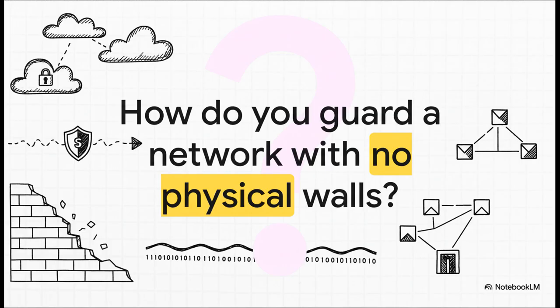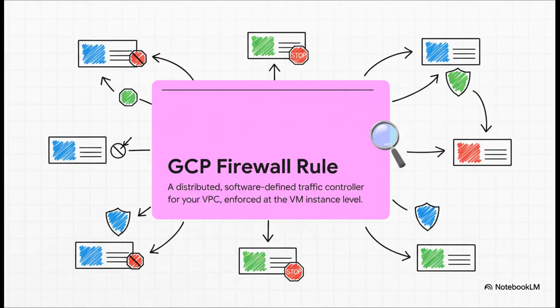Well, the answer is software. A GCP firewall is not some big, single piece of hardware that all your traffic funnels through. Not at all. It's a distributed, software-defined system. The rules you create for your virtual private cloud, your VPC, are actually enforced right at the virtual network card of every single one of your VMs. That's a huge difference from how things work on-prem.